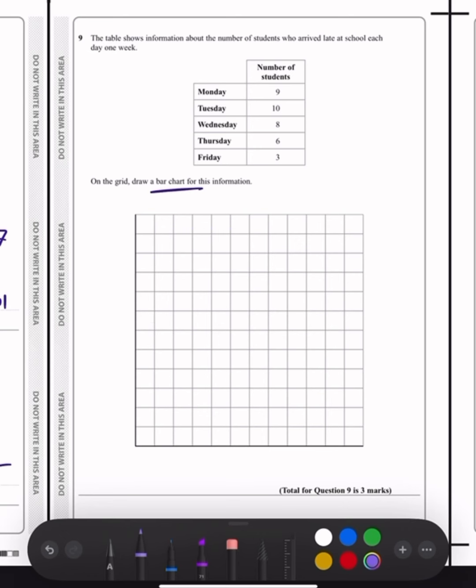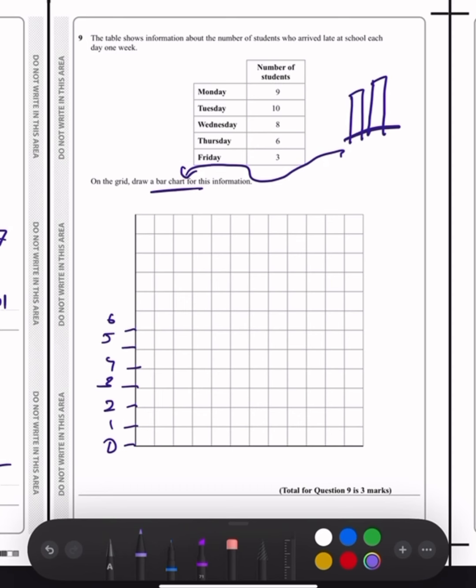So here, bar chart. When we draw it, this is just an example to let you know. Okay. So what do we need to do here? Firstly, because they've given us from 1 to 10, I decided to take a simple number from 1 to 10, right? So I'll just take this as 0, 1, 2, 3, 4, 5, 6, 7, 8, 9, 10.